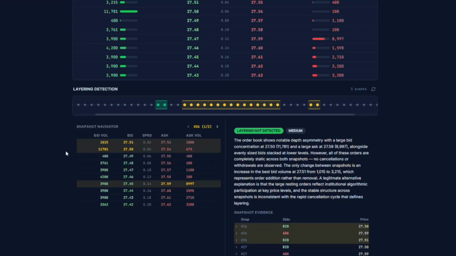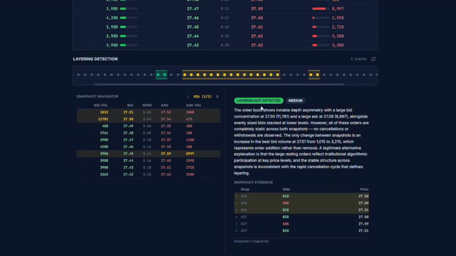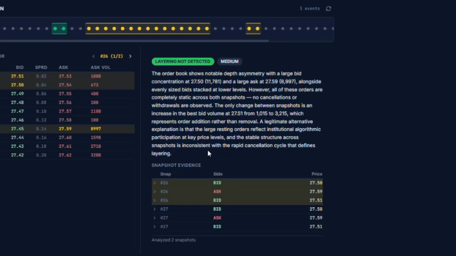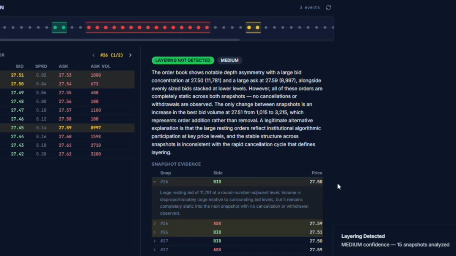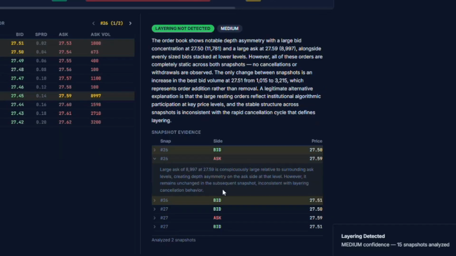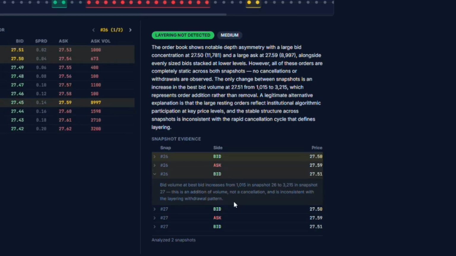Here, Stage 2 determines the first one is a false positive. The order imbalance stays static with no rapid cancellations, making this consistent with legitimate liquidity, not layering. The large model reasoning goes as deep as snapshot-level evidence behind its decision. We can see the large bid and ask volumes that initially looked suspicious, but the key detail is that they remain static across consecutive snapshots with no meaningful cancellation or withdrawal behavior. That is why the system classifies this as normal liquidity rather than true layering.